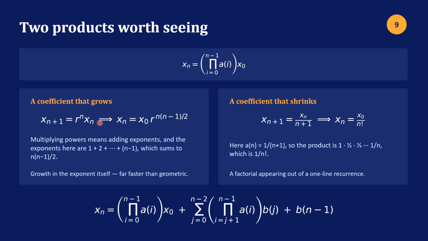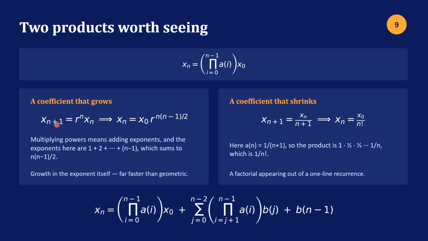Then I have two examples. Here you have your a of n is r to the n. And when you multiply these out, you're just getting the exponents are added, 1 plus 2 all the way up to n minus 1. And that sums to n times n minus 1 over 2. So you get that here as the product of the a sub i's.